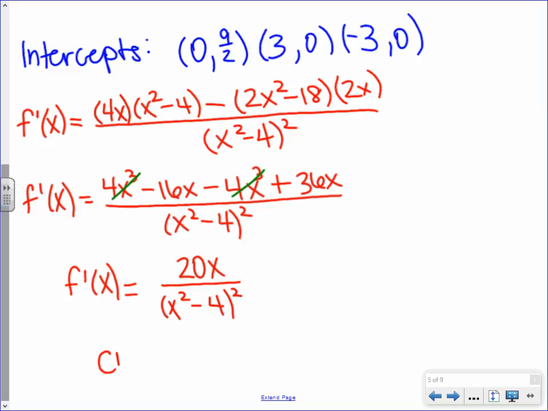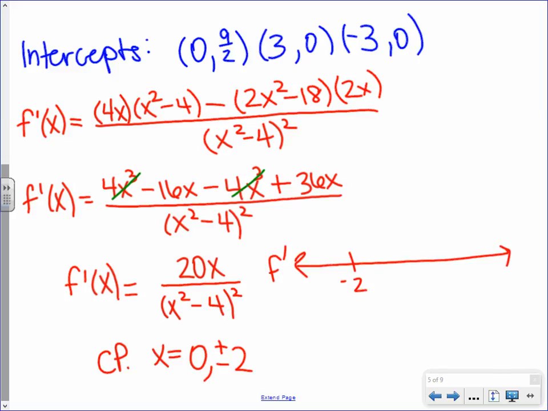Our critical points. Josie, where is our derivative equal to 0? Yes. Joe, where is our derivative undefined? Plus or minus 2. I really wish you guys would be nice.